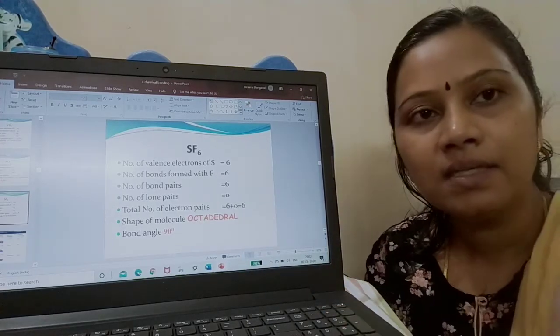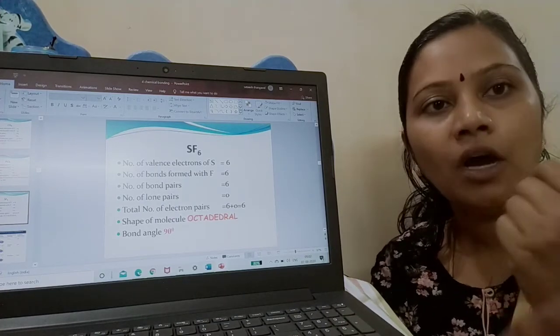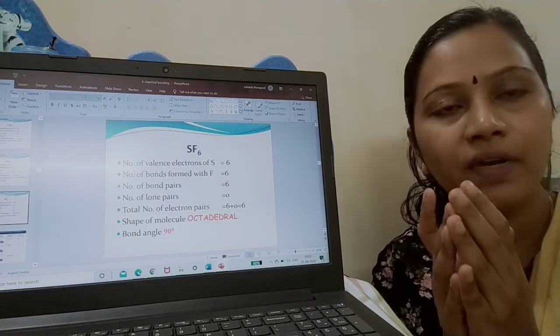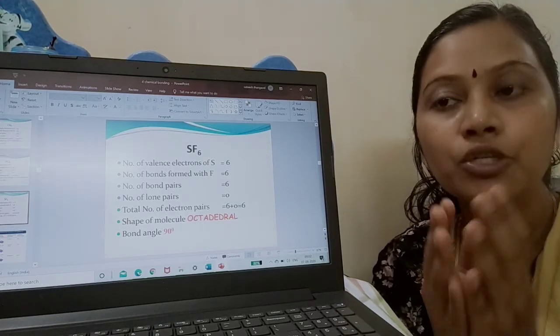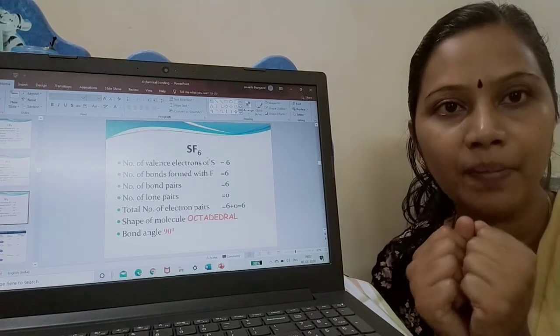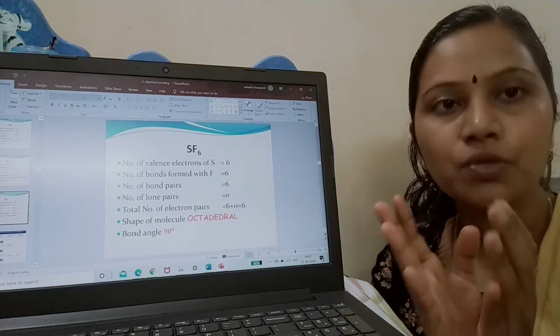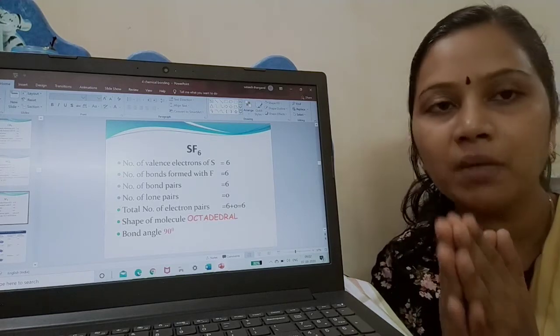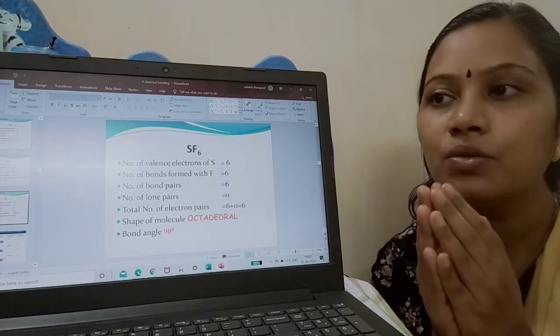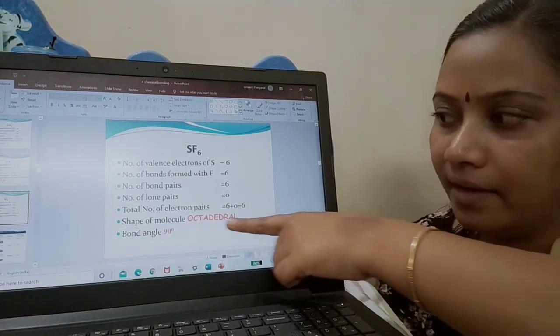Next, sulfur hexafluoride. The central atom is sulfur. How many hands does it have? 6. The number of electrons present in the valence shell is 6. So all the 6 hands of sulfur are involved in forming pairs with the 6 atoms of fluorine. None of the hands is left unpaired, so the number of lone pairs is 0. The number of bonded pairs is 6. Since it is 6, what is the shape? The shape of the molecule is octahedral.